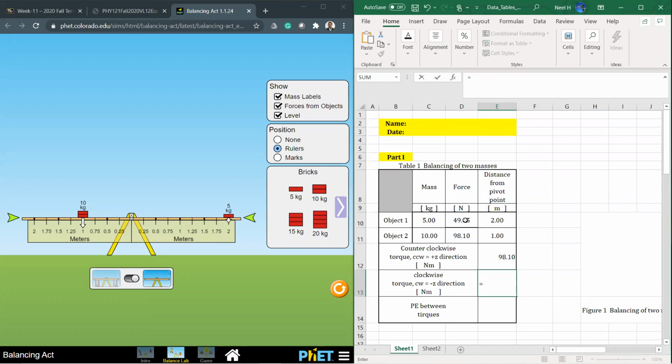Right-hand side: force of object number 1, force of gravity multiplied by 2. Then I should get exactly the same number here, right? Otherwise, the object cannot be at rest. So that's the idea, very simple. Adding these two should give you 0 because this is in the negative direction.